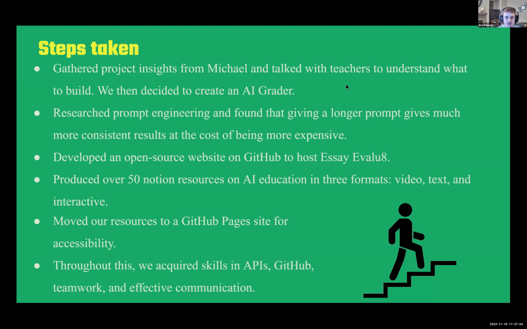To do that, first we researched prompt engineering, and we found that a longer prompt always gives more consistent results, but is more expensive because APIs cost money. We developed the website Essay Evaluate, which is open source on GitHub, so teachers can use it if they want. We made over 50 Notion resources in video, text, and interactive formats to educate teachers about AI, and they're hosted on GitHub Pages for accessibility.